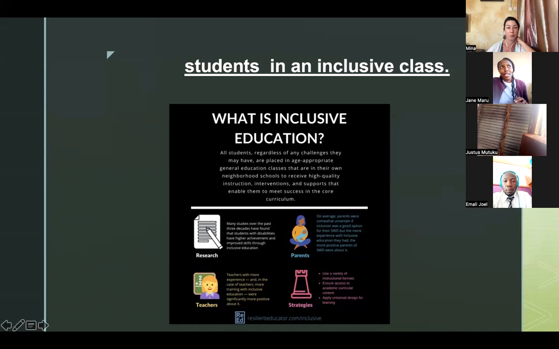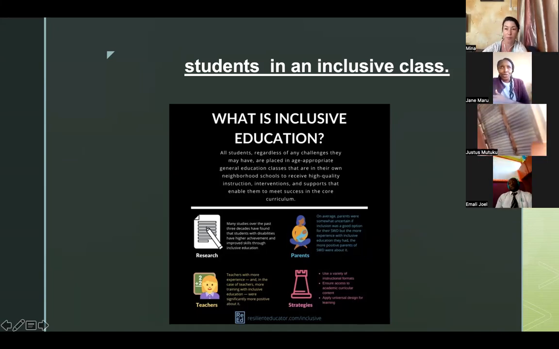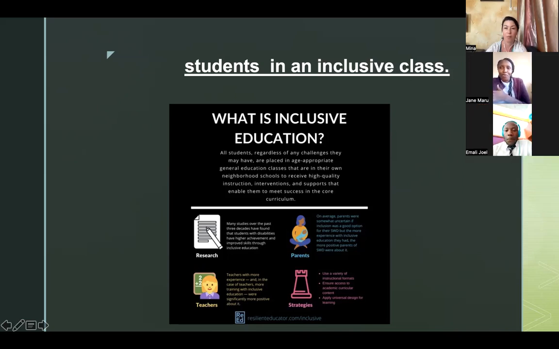This shows that just because a child has, for example, autism, we call them special children. They might be different because of the differences in their brain, but they also have special skills that could not be common with other children.